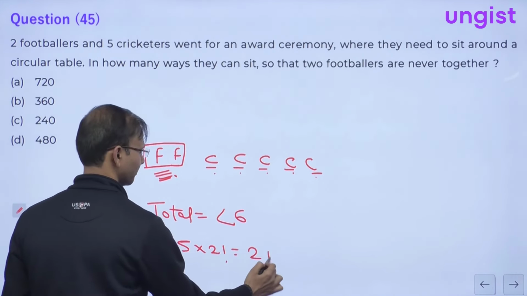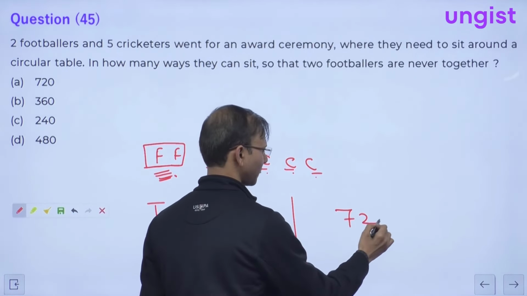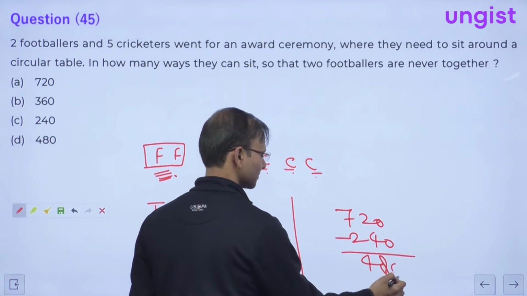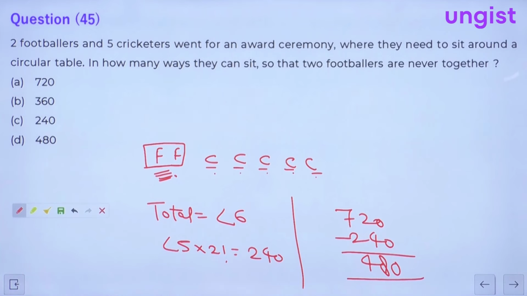This is 240. So factorial 6 is 720, minus 240. This will be the answer. The answer is 480, guys. Sahi ho gaya? Okay. Theek hai.